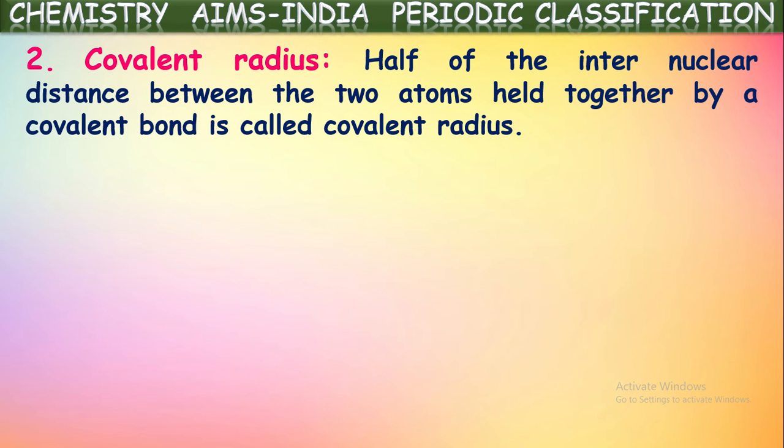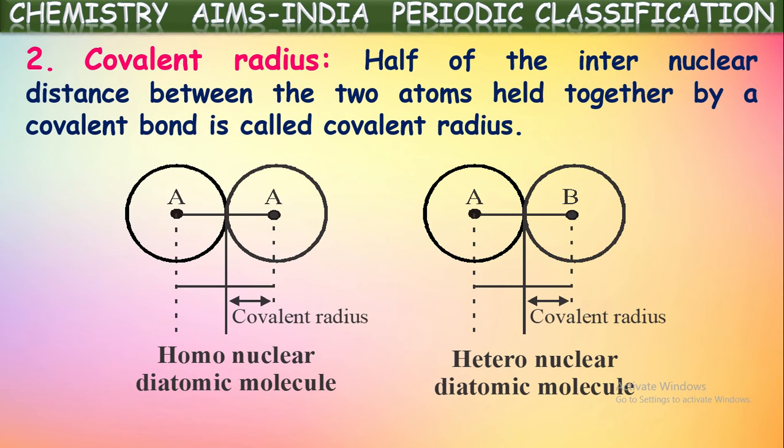Next, covalent radius. This is considered in terms of covalent molecules. Half of the internuclear distance between the two atoms held together by covalent bond is called covalent radius. For example, a homonuclear diatomic molecule means the covalent molecule formed by same kind of atoms. The internuclear distance between these two, if it is calculated, then the half of the distance is considered as covalent radius. Even though this can be calculated in heteronuclear diatomic molecules also.